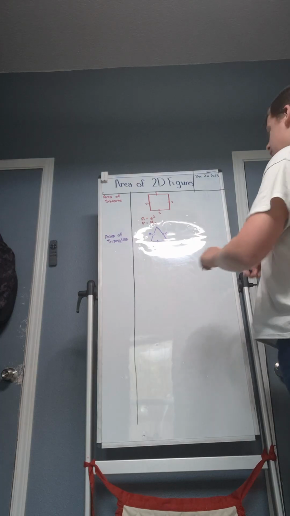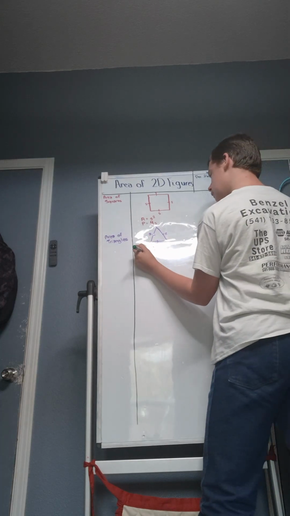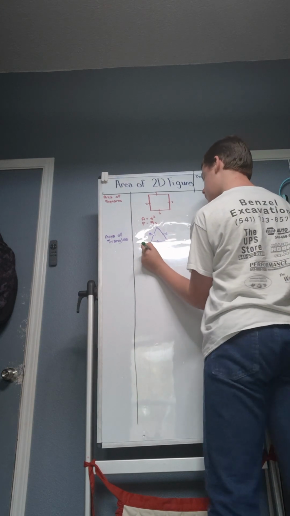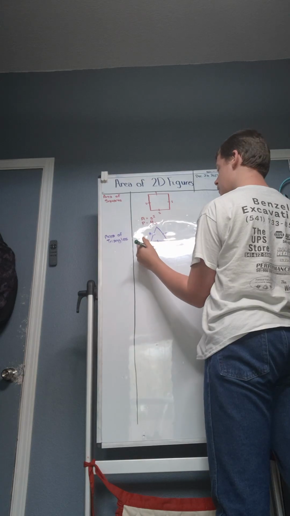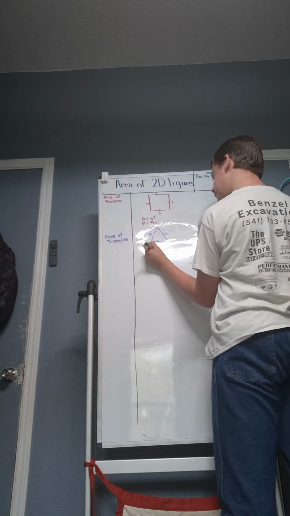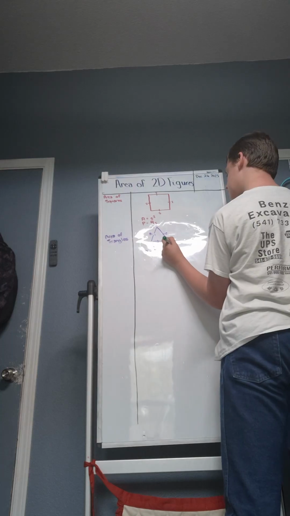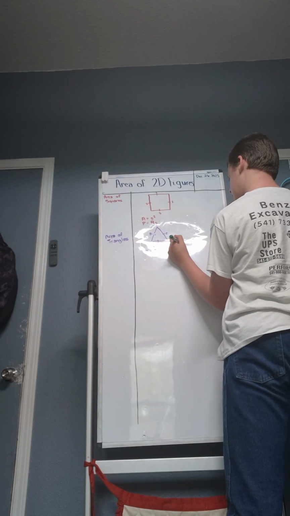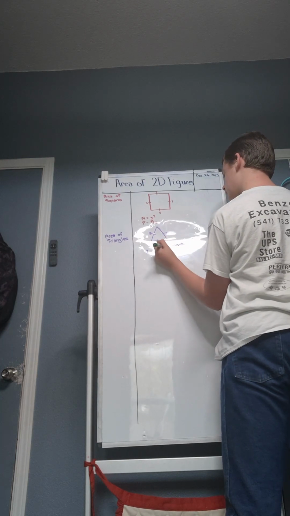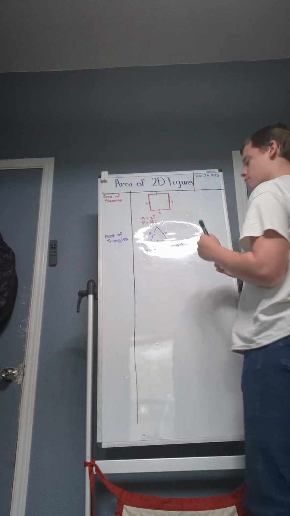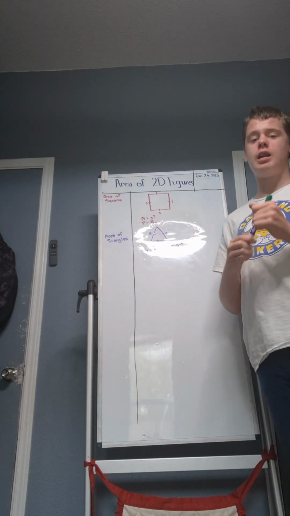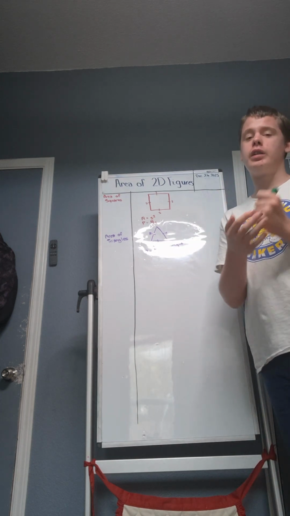So the area of a triangle is base times height divided by 2. Hold on, I'm gonna check and see what's going on.